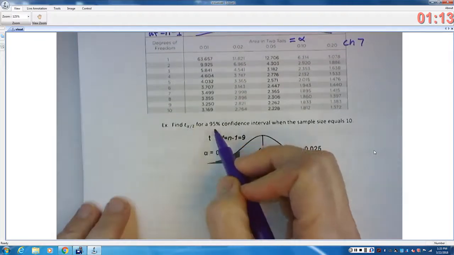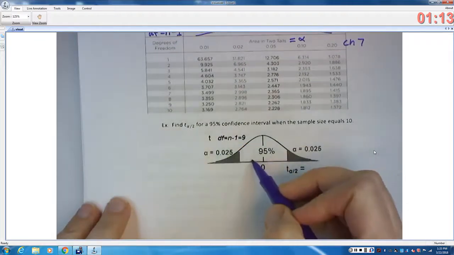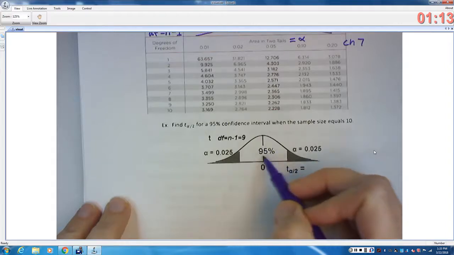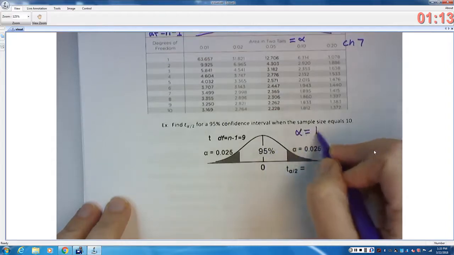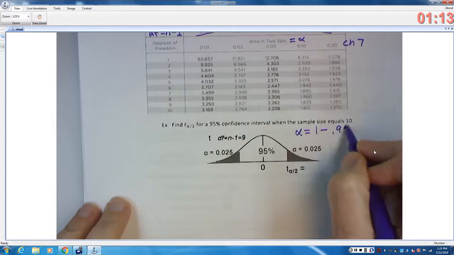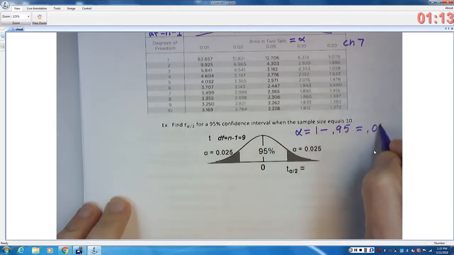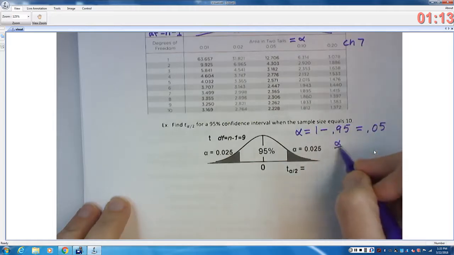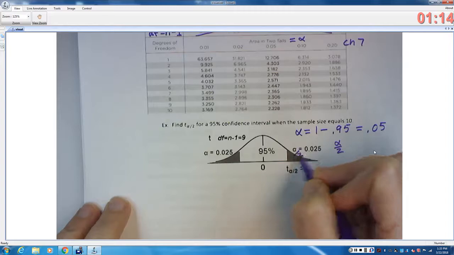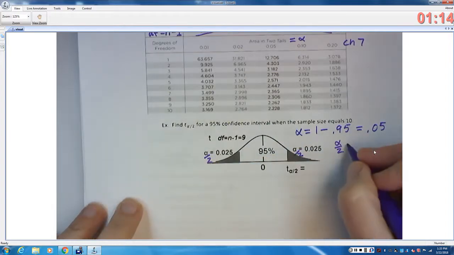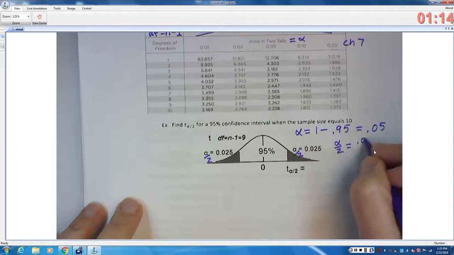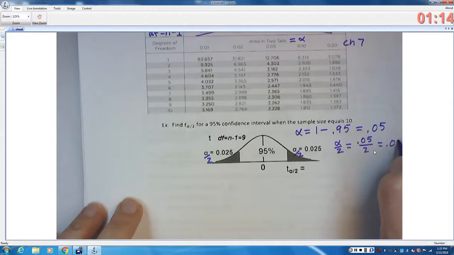Find the critical value for a 95% confidence interval. So we have 95% in the middle. So our alpha is 1 minus 0.95 is 0.05, and our alpha over 2, there's a typo there, is 0.05 divided by 2, 0.025.